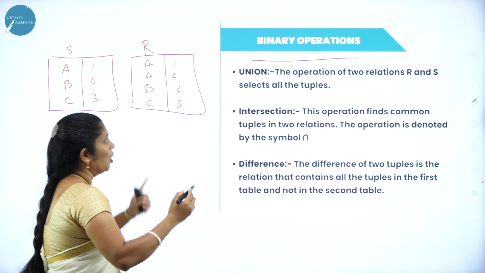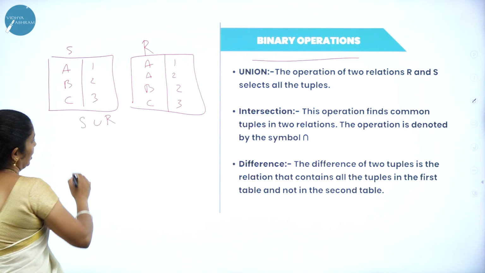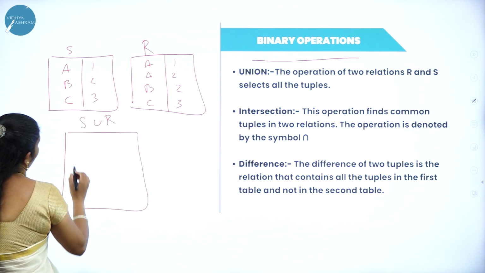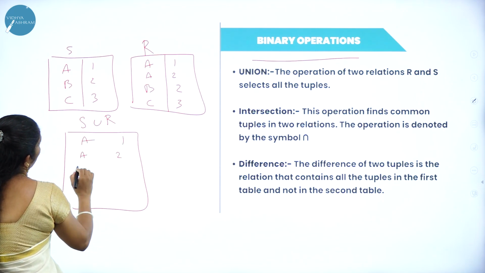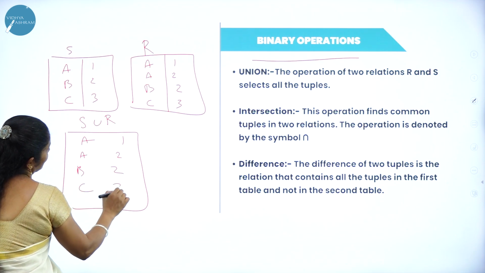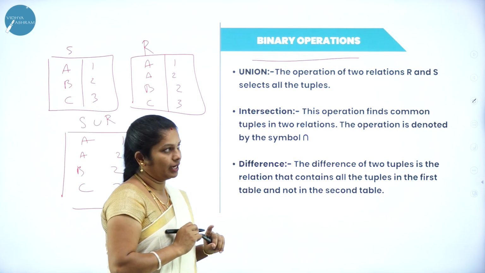All the values, S union R, we want to take. Then the new table pattern will be first A1, then A2, B2 and then C3. Like this pattern, I can get the union operation.